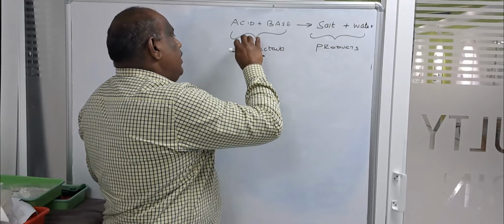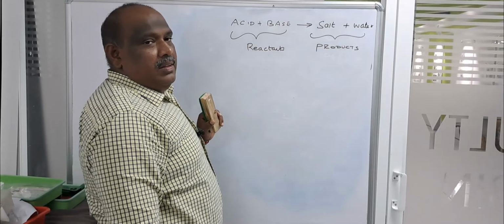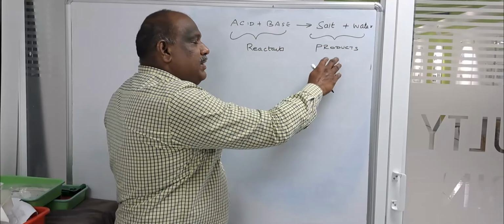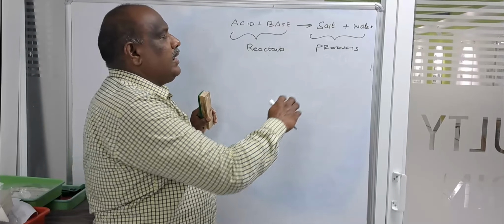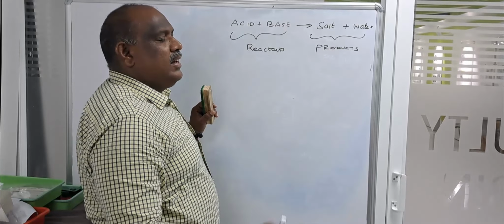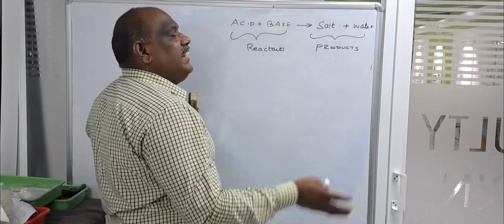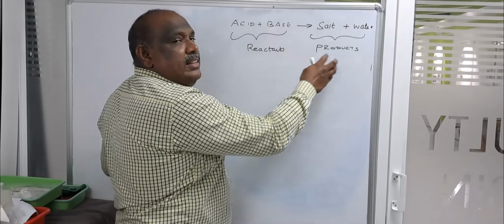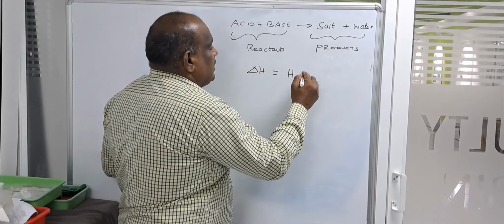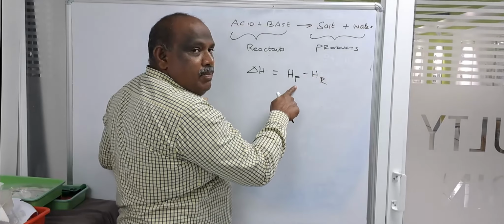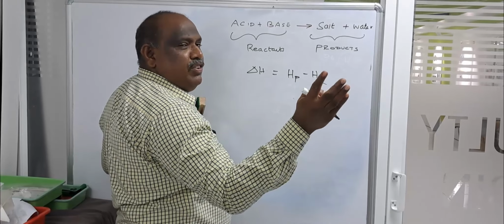Now, whether this side's energy will be more or this side's energy will be more? The right side energy will be less, the reactants' energy will be more. That is called Gibbs free energy, but right now we are not going to discuss it. Just an idea: generally, the reactants have more energy than the products. So whenever you find delta H, it is nothing but H of the products minus H of the reactants. What is H? The heat energy, the enthalpy, which you will study in future.